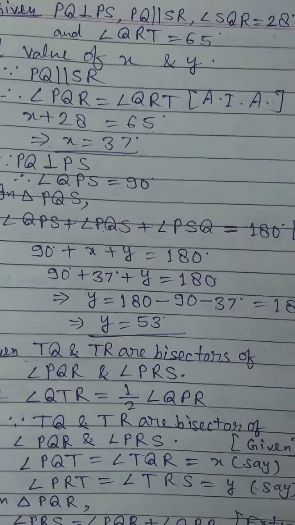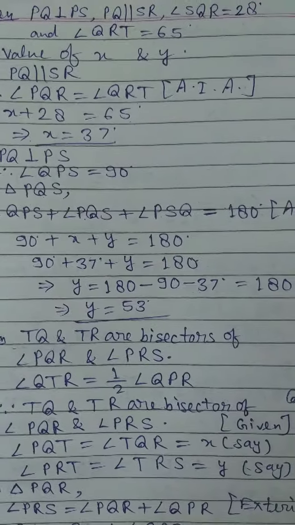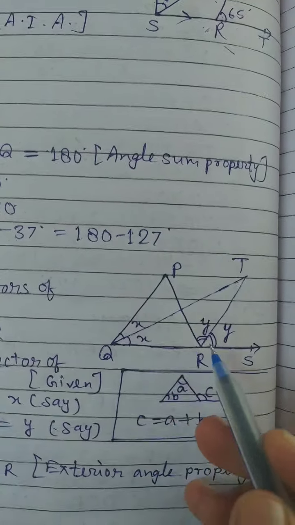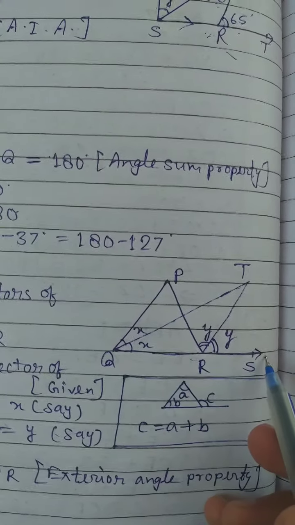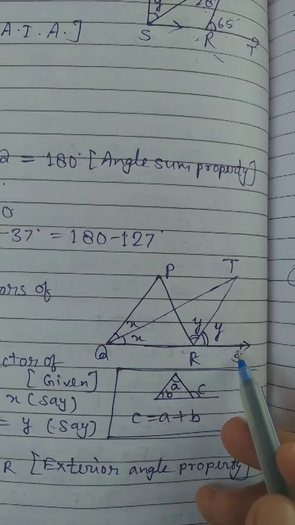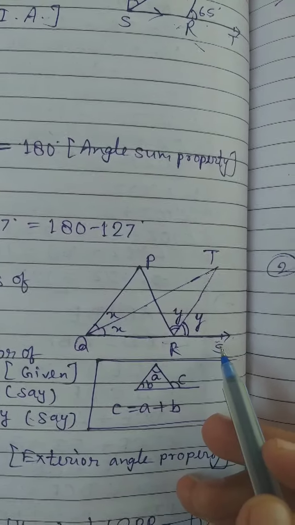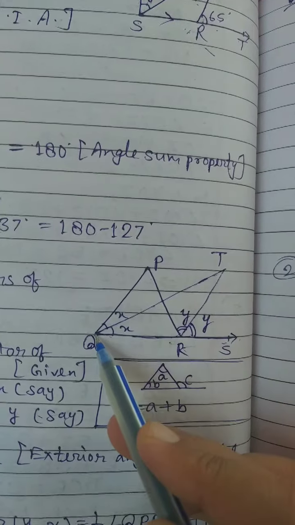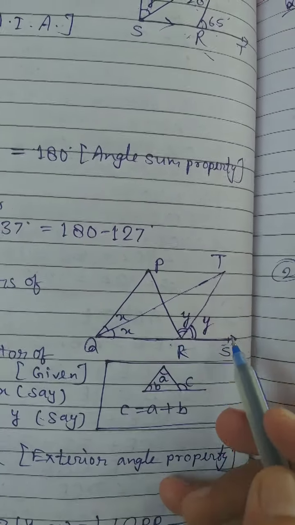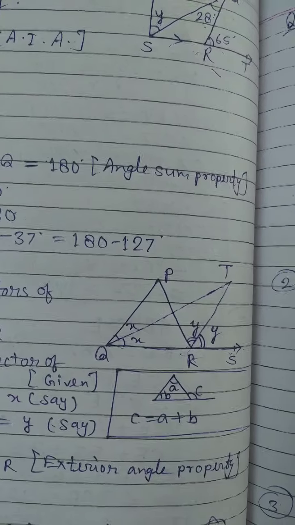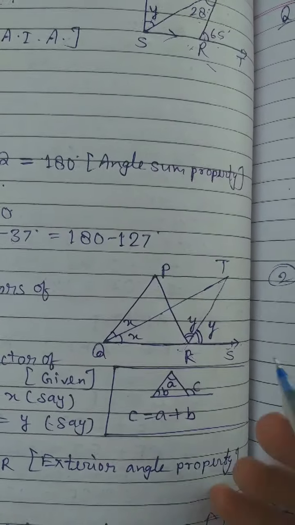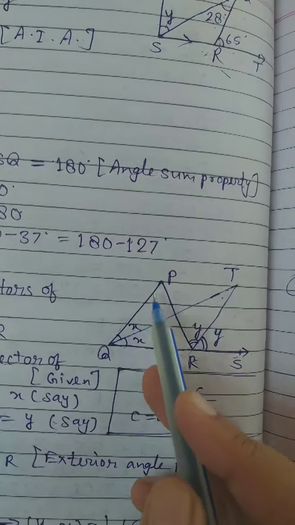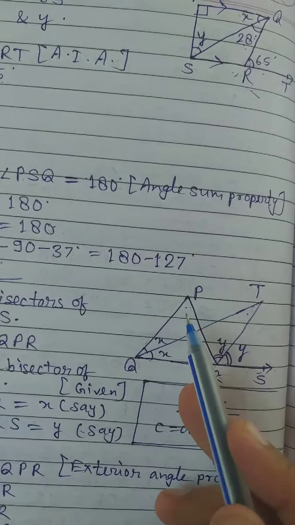Now move to the next question, which is a very important question. In the given figure, side QR of triangle PQR is produced to a point S. If the bisectors of angle PQR and angle PRS intersect at point T, then prove that angle QTR is equal to half of angle QPR, which means angle T is half of angle P. Clear?